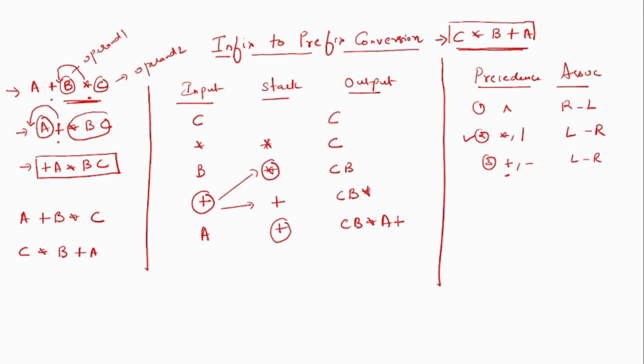So I can just write plus here. Now, this is not my prefix expression, right? I need to reverse it. So here I reverse this expression. I will write first plus A star B C, correct? This is my prefix expression, which is exactly the same as that of this expression.